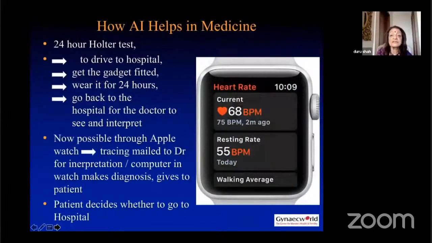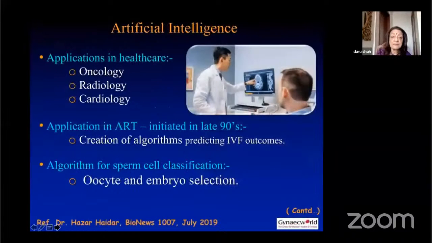You can use it in medicine where a 24-hour Holter test is done. Initially, the Holter test included going to the hospital, getting a gadget fitted on you, going home, waiting for 24 hours, and going back to the doctor for interpretation. But now through Apple Watch, it is possible to email your results to the doctor, and the computer in the watch makes a diagnosis, tells the patient whether the patient needs to go to the hospital or not to go to the hospital. So similarly, these applications have been used in healthcare.